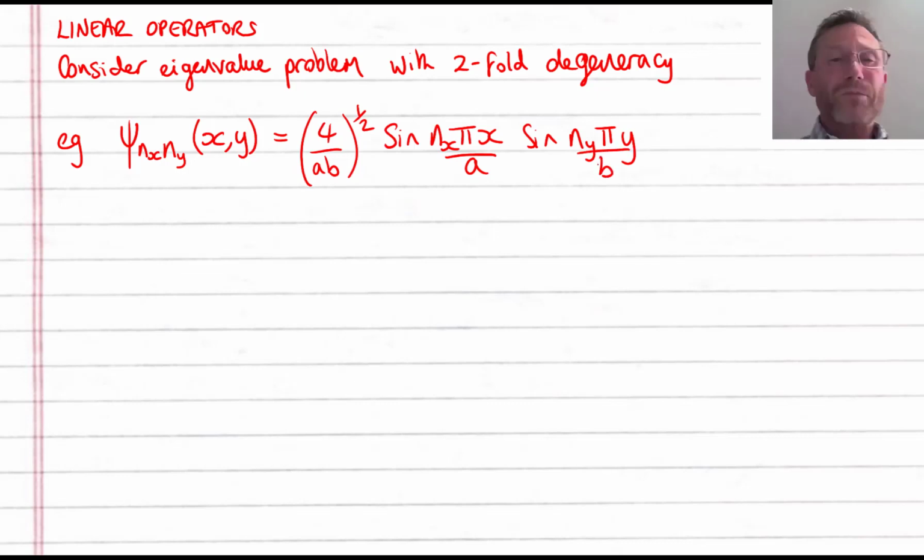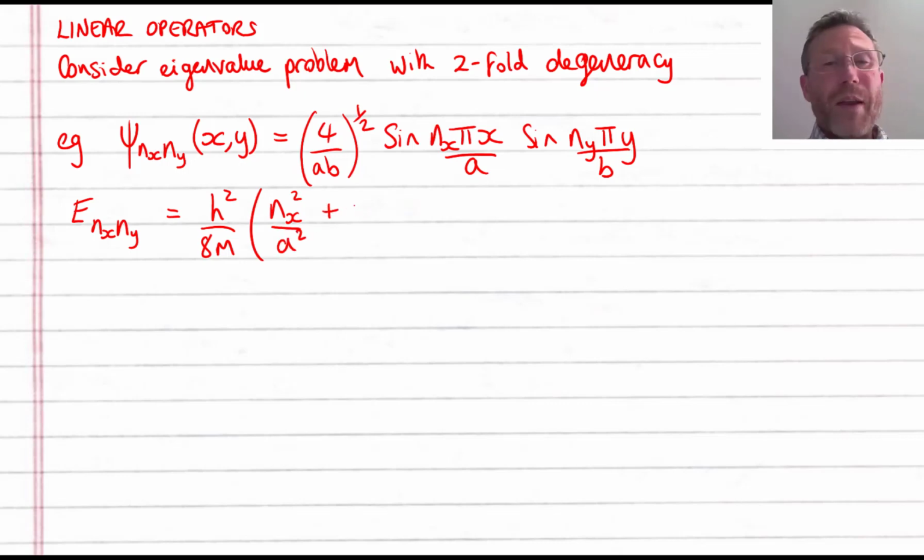So here's our solution, and we can recognize that the energy is a function of n sub x and n sub y, and that's equal to h squared over 8m, n sub x squared over a squared. I'm not going to go into the derivation of this since it shows up in prior sections of the course. So this should be a little reminder. We've actually looked at a particle in a one-dimensional box and a particle in a three-dimensional box, so this is somewhere in between.